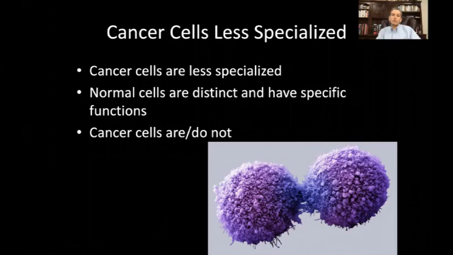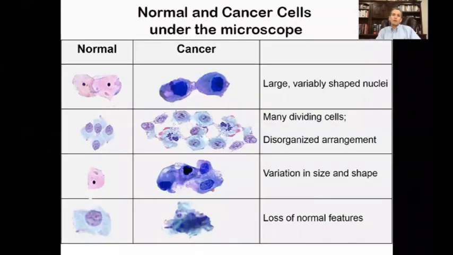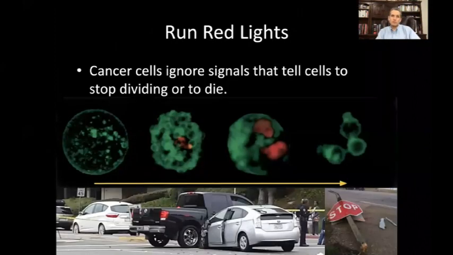They tend to have less specific functions, and there's differences in how they look. So cancer cells tend to be large, and they have abnormally large variation in the shapes and sizes of their nucleus. They're going to have more dividing cells, disorganized arrangement. They tend to have a variation in their size and shape, and they lose their nice natural features that you normally have with regular cells. And so it's visual evidence of the dysregulation that's going on in the genes in the cells.